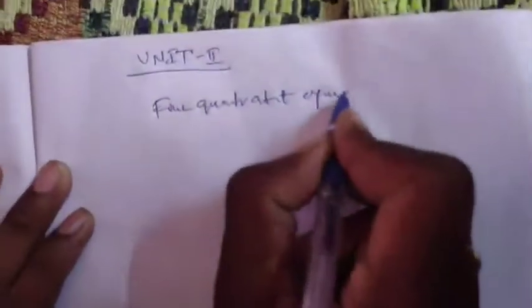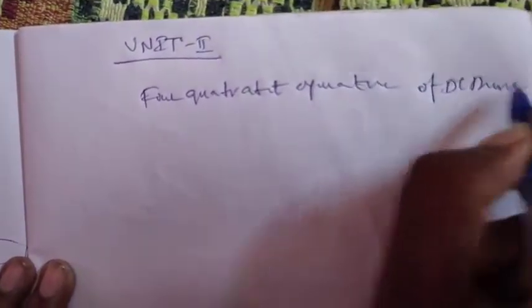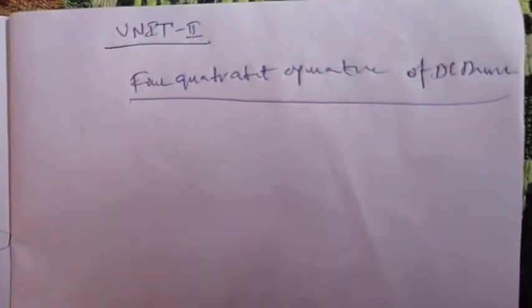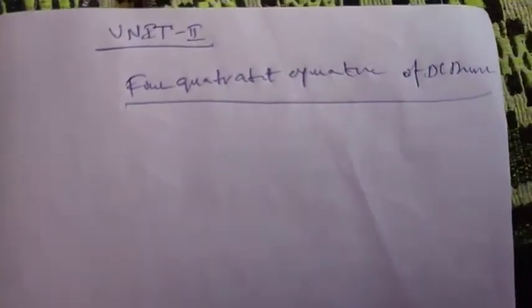Next, we can go for the second unit. So this is about four quadrant operation of DC drives. I am already telling that, four quadrant operation. So in this second unit, four quadrant operation.